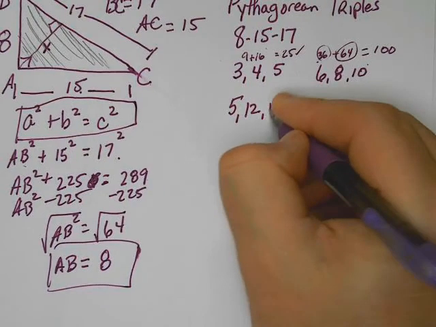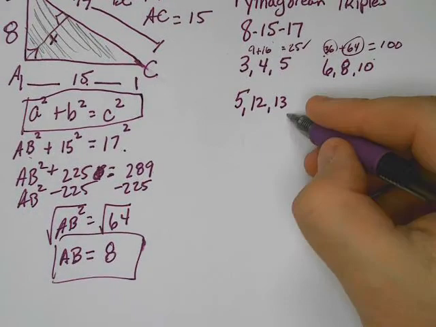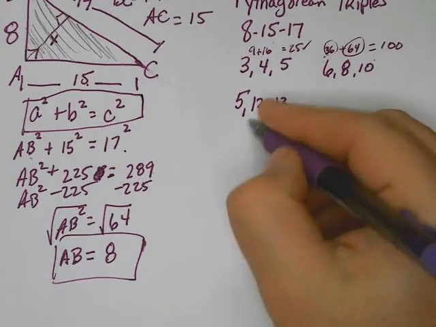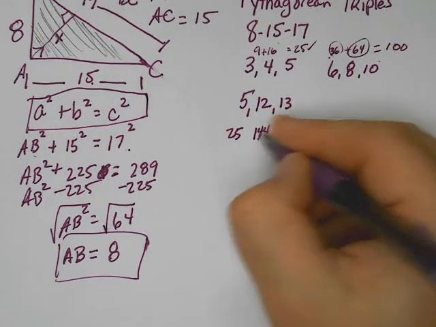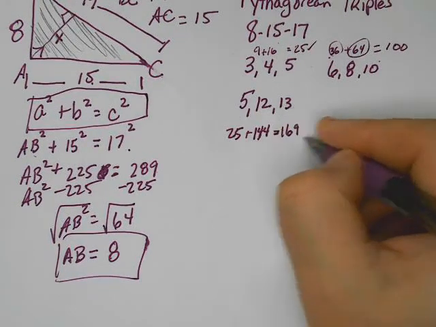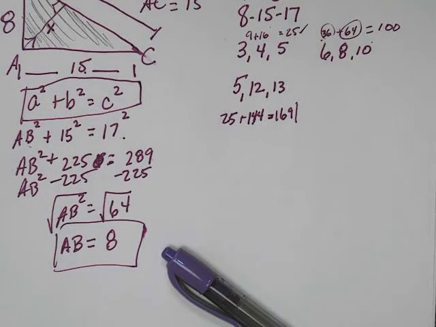Here's another one. This will be the last one we'll talk about for now. 5, 12, 13. 13 squared. 12 squared. 25 plus 144. Pythagorean triple. Okay? There are not many of what we call Pythagorean triples, but they're good to know, and they're good to have filed away.